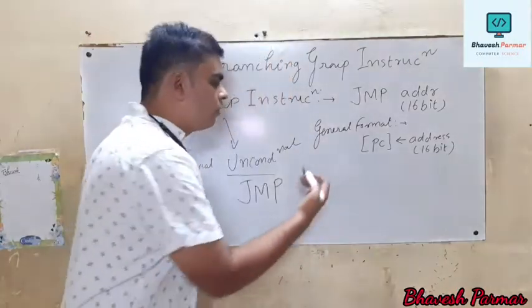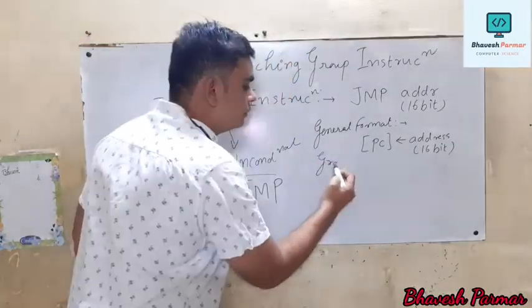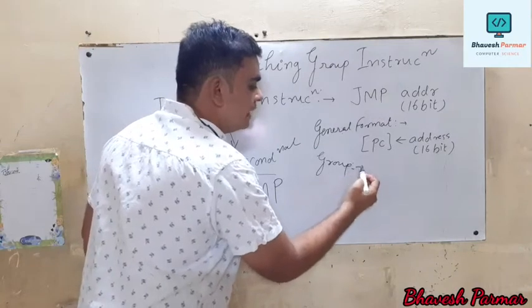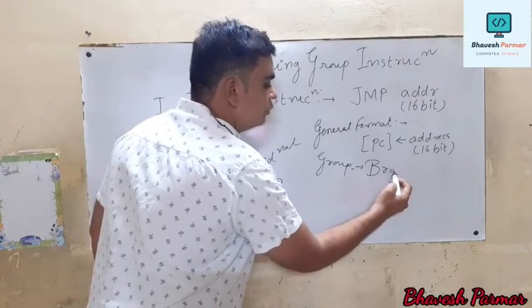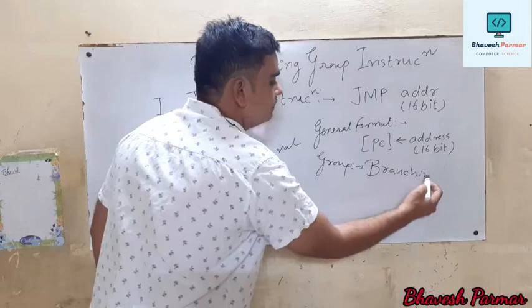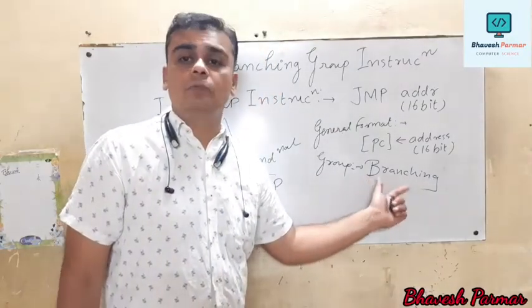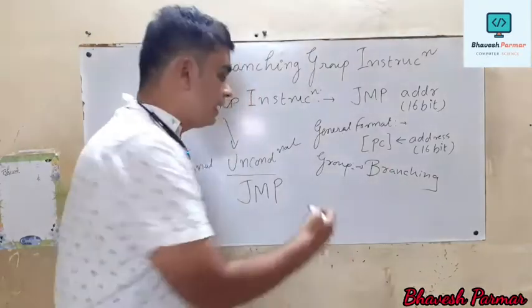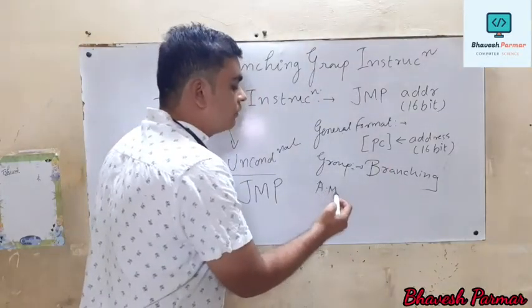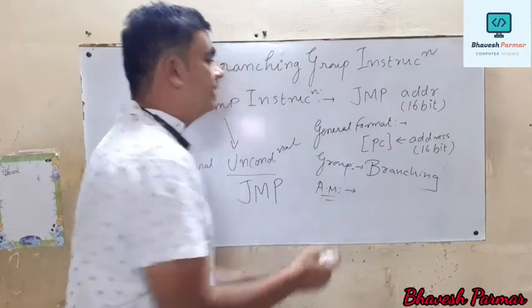Now after the general format, the next point is group. Which group have we started? This new group name is the branching group. So in group we write down the branching group instruction. Thereafter, the addressing mode.